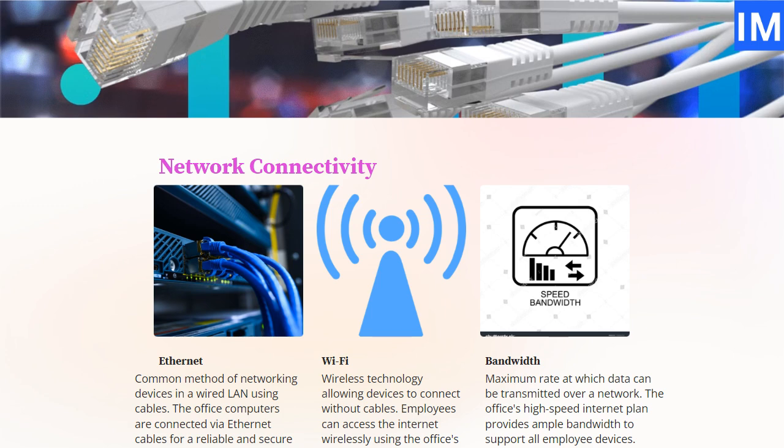Wi-Fi, on the other hand, is a wireless technology that allows devices to connect without cables. Bandwidth, for instance, refers to the maximum rate at which data can be transmitted over a network, ensuring sufficient capacity for all connected devices. Remember, Ethernet uses cable, and Wi-Fi is wireless, no cable. And bandwidth is the amount of data that can be transmitted from one device to another through the network connectivity system.